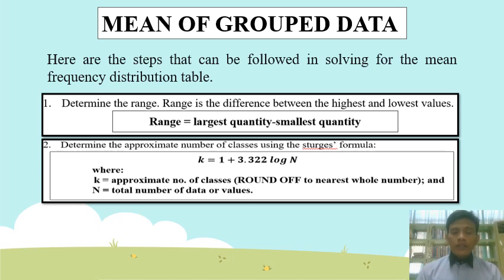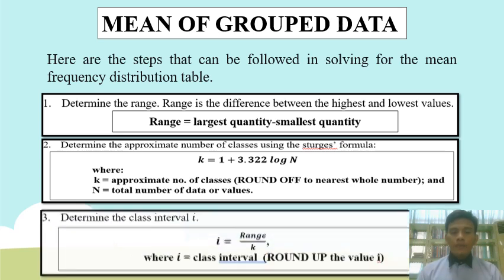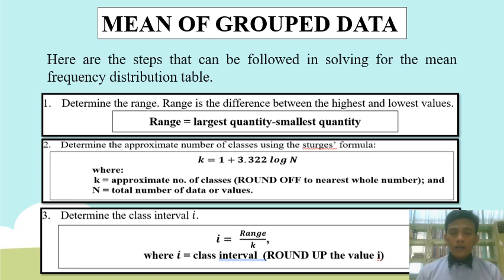Second step, determine the approximate number of classes using the Sturges formula, where k is equal to 1 plus 3.322 log n, where k is the approximate number of classes rounded off to the nearest whole number, and n is the total number of data values. Step 3, determine the class interval, or i. i is equal to the range over k. If you already got the value of i, you need to round up the value of the class interval.